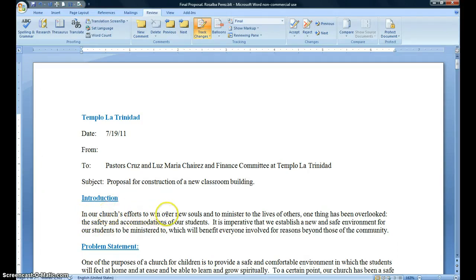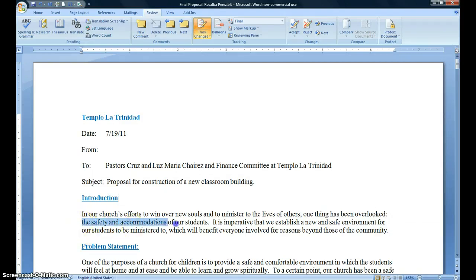In our church's efforts to win over new souls and minister the lives of others, one thing has been overlooked: the safety and accommodations of our students. It is imperative that we establish a new and safe environment for our students to be ministered to, which will benefit everyone involved for the reasons beyond those of the community. Now, I like this introduction. I would prefer a few more details. It's too general.